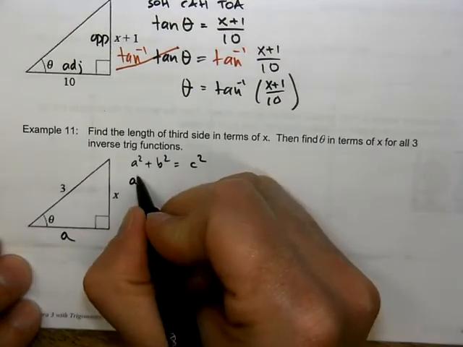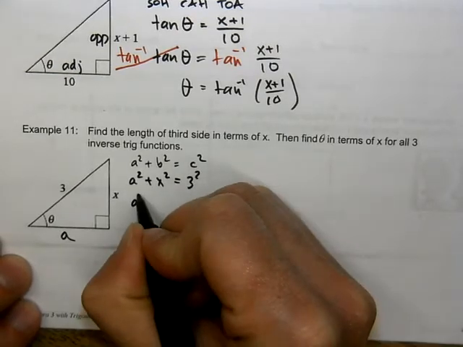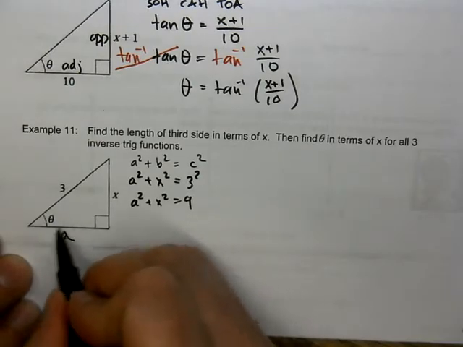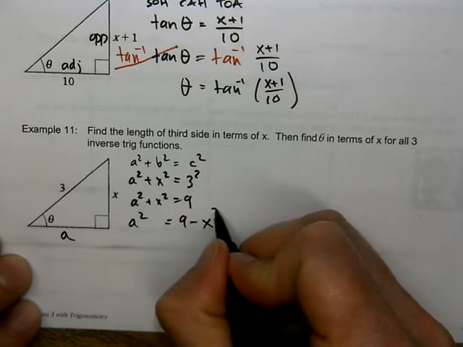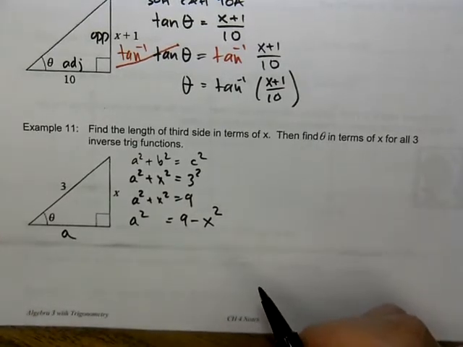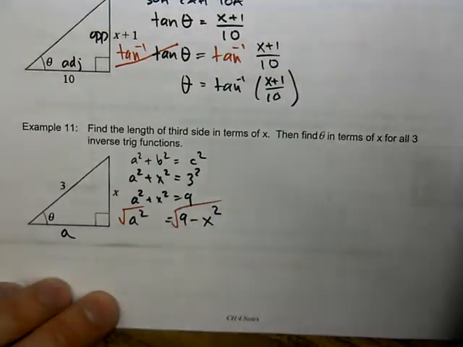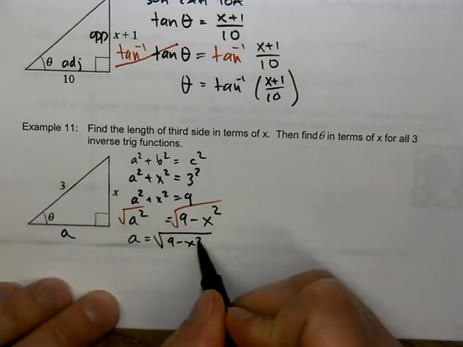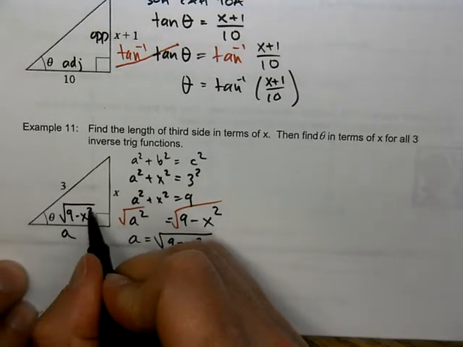So this is my a squared plus x squared equals 3 squared. So a squared plus x squared equals 9. Now we're trying to solve for a, trying to find that third side. So a squared equals 9 minus x squared. And then take the square root of both sides, we can represent a. So a equals the square root of 9 minus x squared. That's the length of the third side, square root of 9 minus x squared.